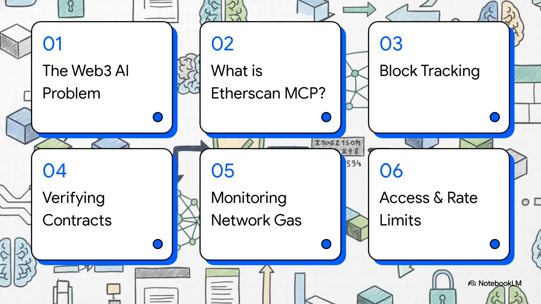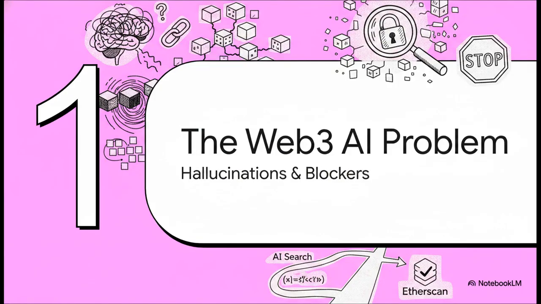To fix that, here's our roadmap for today. We'll start with the Web3 AI problem, then cover what Etherscan MCP actually is. After that, we'll hit tracking blocks and transactions, verifying smart contracts, monitoring network gas, and wrap up with access and rate limits. Section 1, the Web3 AI problem.